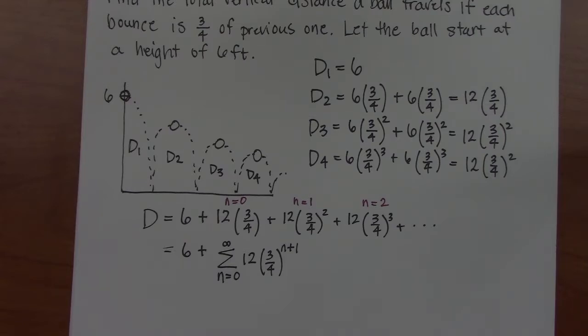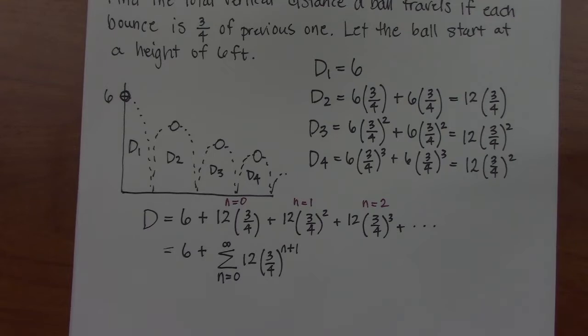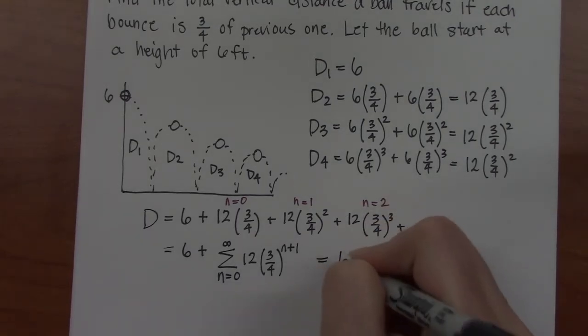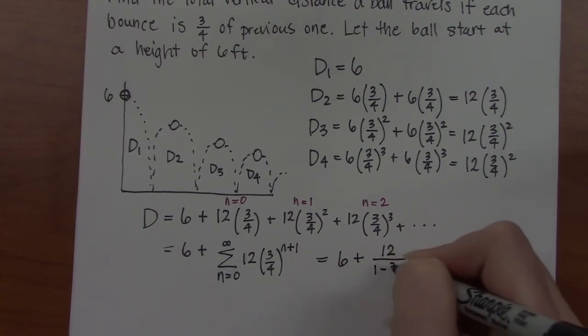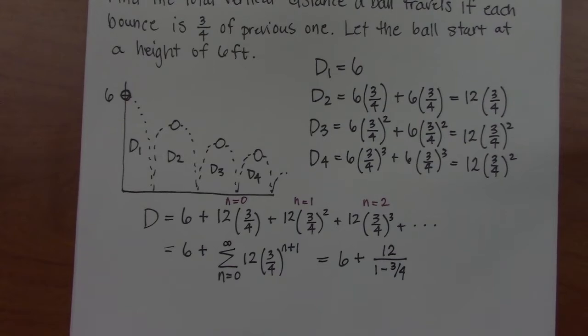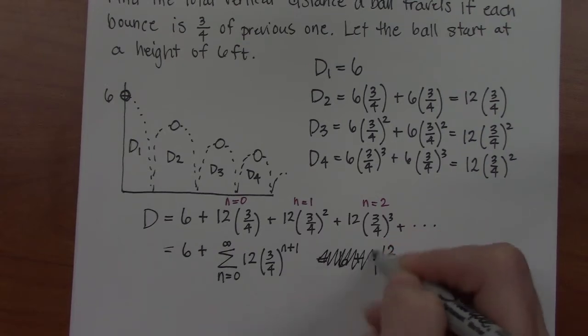Okay. So now that I've got a well-established geometric series, right, we're starting from 0, our R value is less than 1, we have an A, now I can just sum this up. So the 6 is still there, my A was 12, and my denominator is 1 minus 3/4. Oh, oops, my bad, guys. Hang on, I messed up.